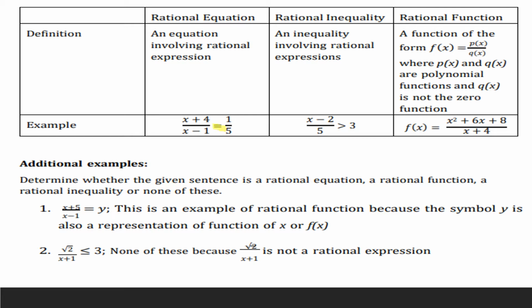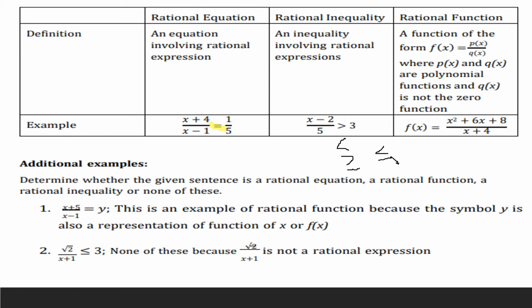So, gumagamit ng symbol na equal. Now, for rational inequality, this is an inequality involving rational expression. So, yung rational expression, yun yung parang fractional algebraic expressions. Naka-fraction siya. Okay. Now, dahil dito sa rational inequality naman, gumagamit naman siya ng greater than, less than symbol. So, pwedeng greater than ang symbol na gamitin, pwede ring less than. Okay? Pwede ring greater than or equal or less than or equal.